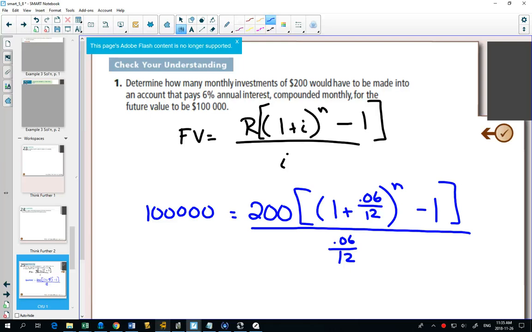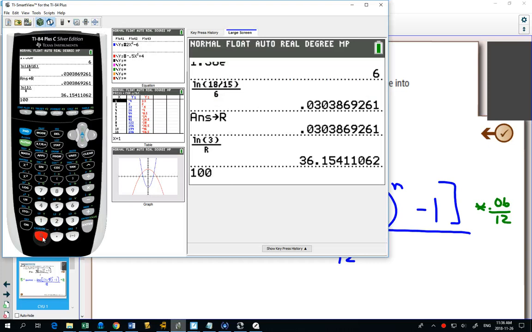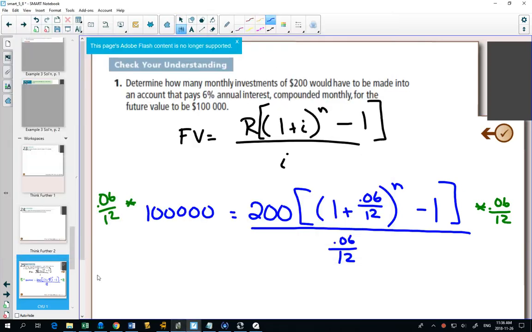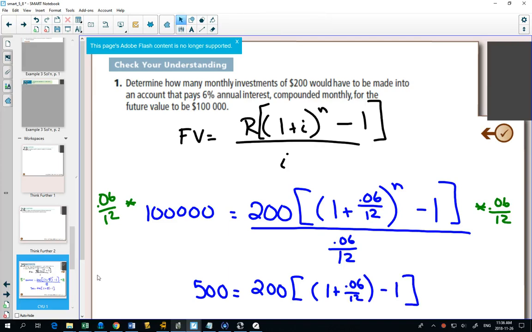So I'm going to start by multiplying both sides by 0.06 over 12. Go to my calculator. If I had $100,000 multiplied by 0.06 divided by 12, it becomes 500. That gets rid of the fraction. What would you do next to simplify this? Divide by 200. Excellent.